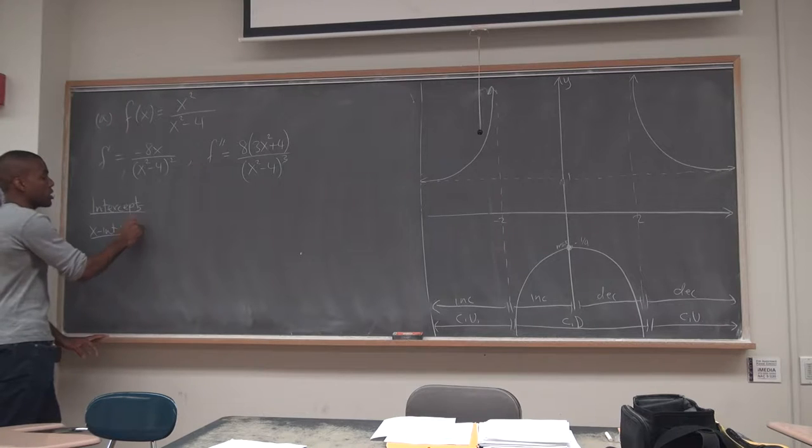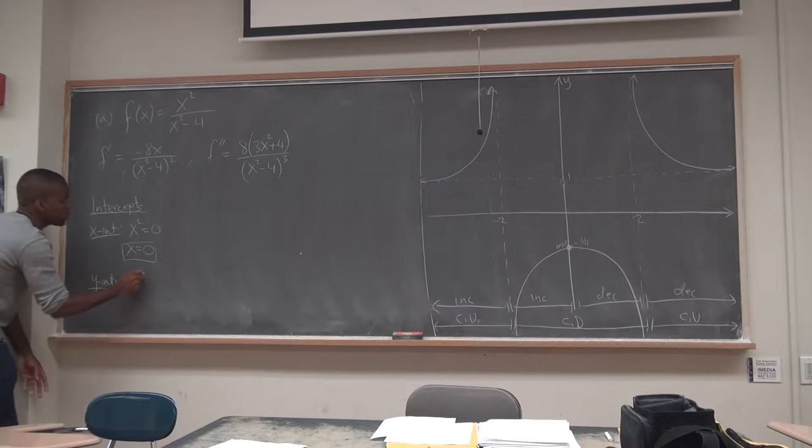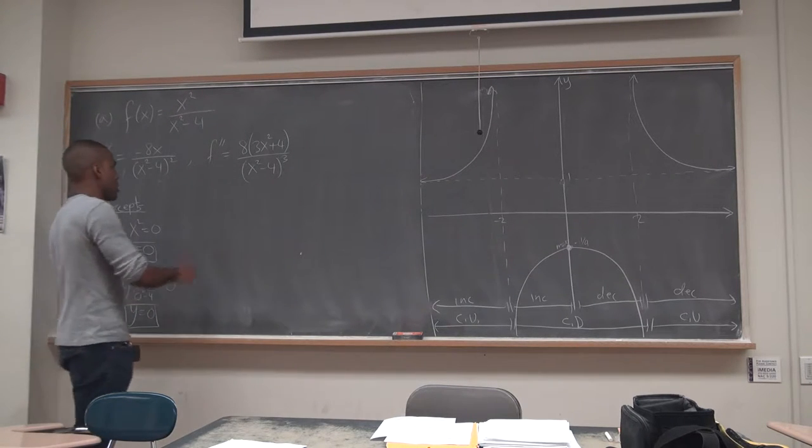Right, so the numerator equals 0, which means x equals 0 is the x-intercept. Y-intercept? Well, of course, if x equals 0, you're going to get y equals 0 squared over 0 squared minus 4, which is 0. So y equals 0 is the y-intercept. Okay, we are done with intercepts.